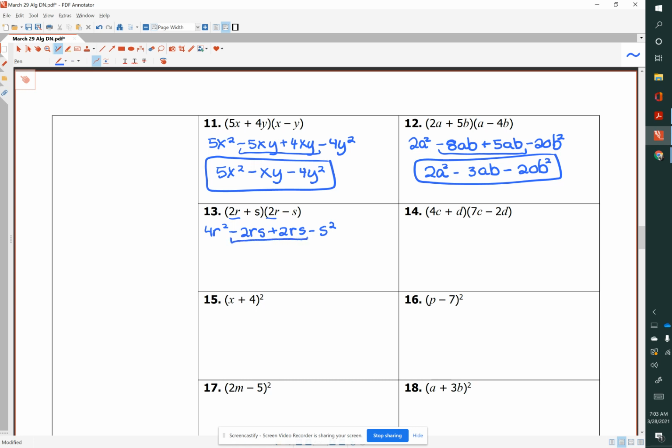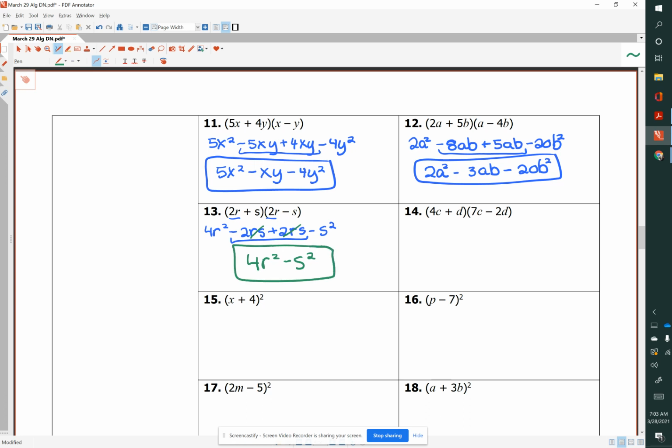So we've seen this now a couple of times. These terms in the middle will cancel each other out. And our final answer, 4r squared minus s squared.